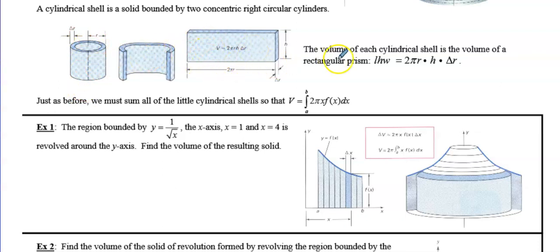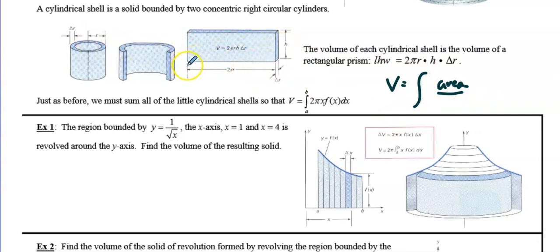Remember, and we've said this many times before, that when we integrate to get volume, it's really going to be the area of whatever revolution we're trying to do. So if we're trying to find the volume of the shell, when we unfold it, it becomes a rectangular prism. If we can find the area of this rectangular prism and integrate it, we're going to get the volume of the actual shape.